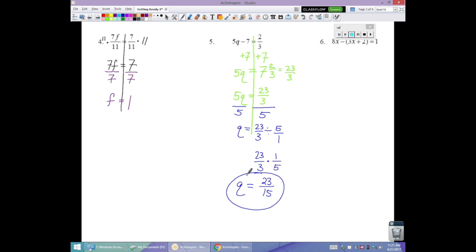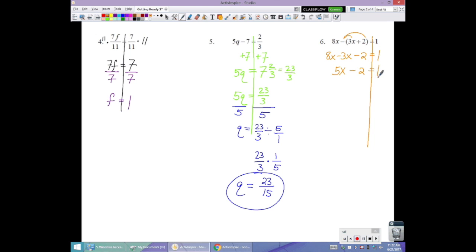In number 6, there's a negative sign in front of the parentheses, so we'll need to distribute that negative sign first. So that does not change the 8x. You would leave that alone. Get 8x minus 3x minus 2 equals 1. Combine the like terms. The 8x minus 3x is 5x minus 2 equals 1.